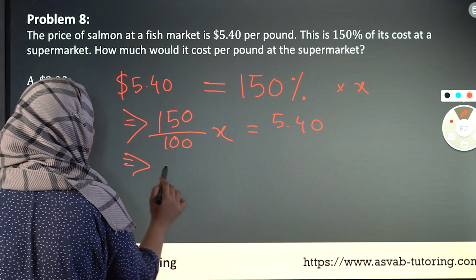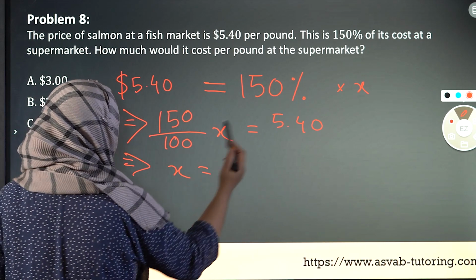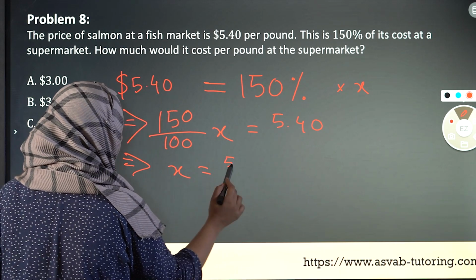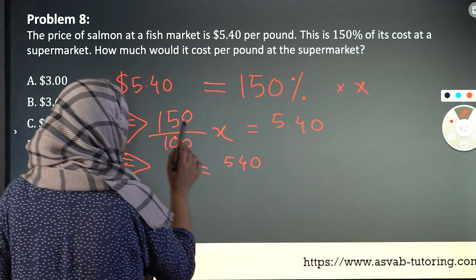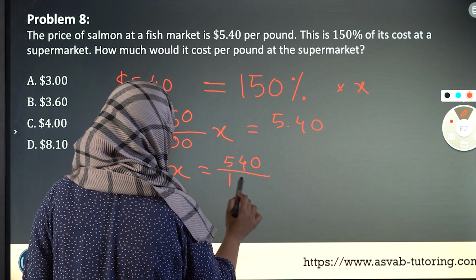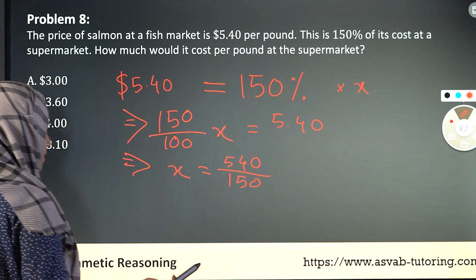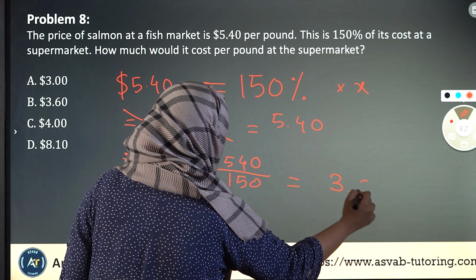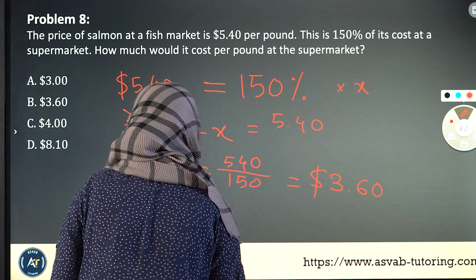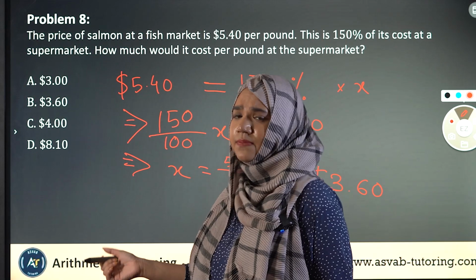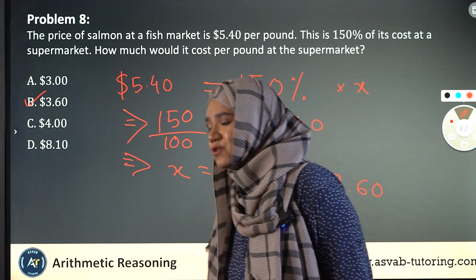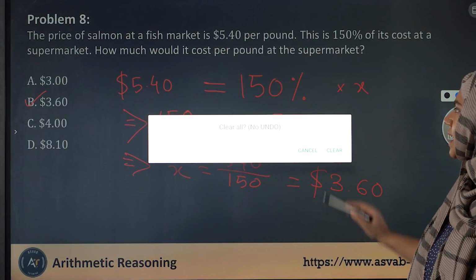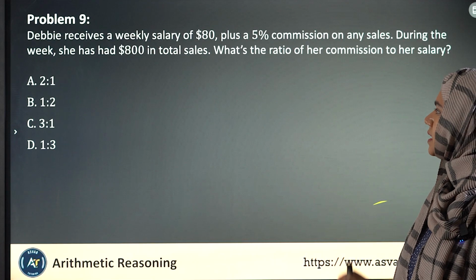Now we can do basic cross multiplication. If I put the 100 on the other side, so multiplying 5.40 with 100 is 540. And if I put 150 here, it's going to be divided by 150, okay? Now if you do this basic math, it's going to be 3.6. As we can see, the option B, 3.6, is the correct answer, okay? Let's now look at problem number 9.